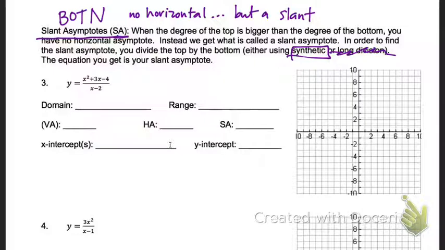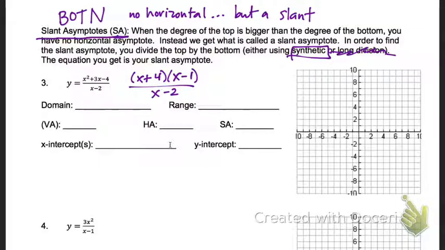So, okay, first thing I want to do is simplify top and bottom. So, if I were to factor the top, what could that be? X plus 4, X minus 1. Good. And we do this to decide if there are any holes or anything, but there aren't.